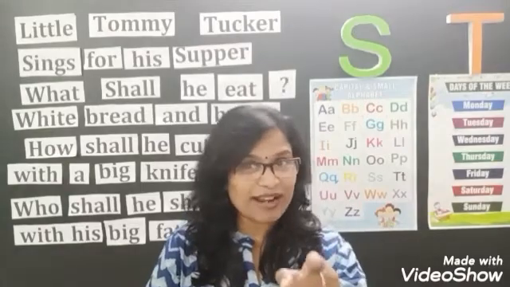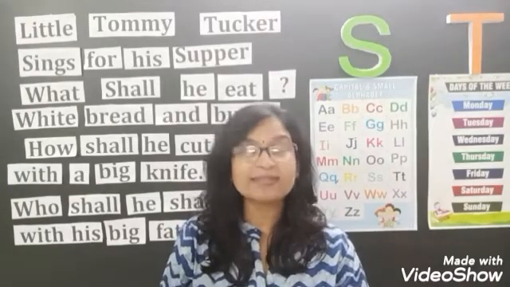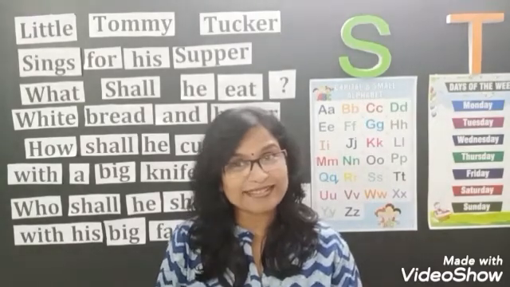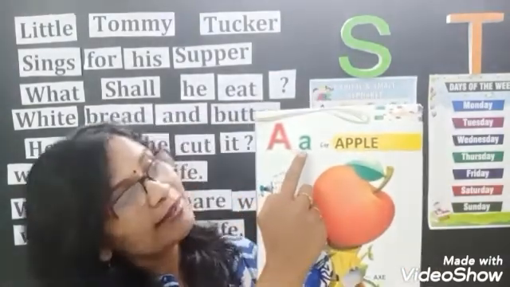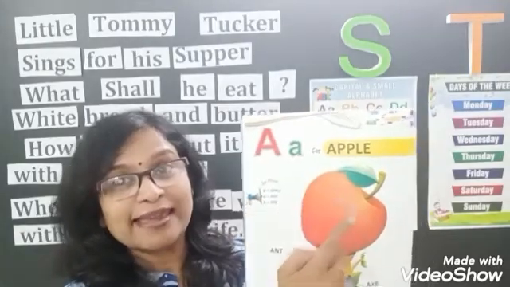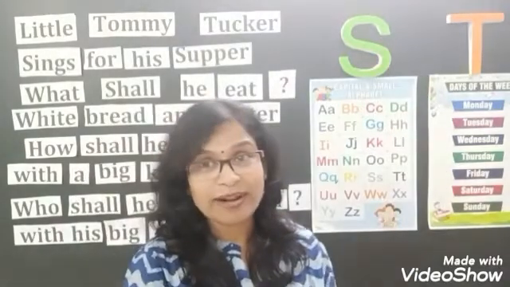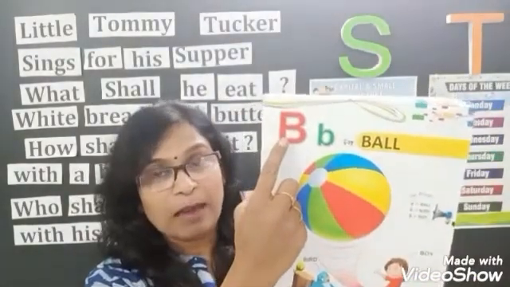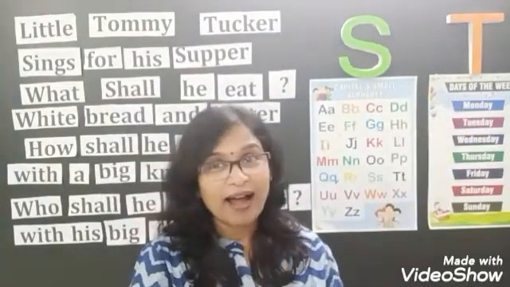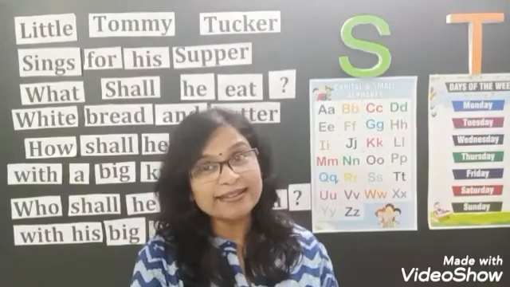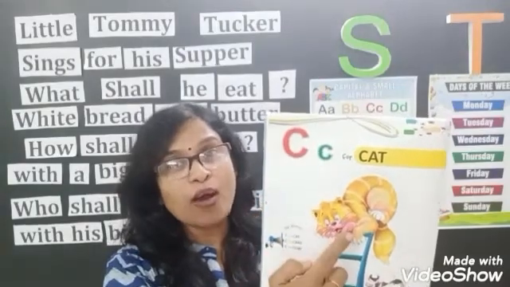Yes, are you all ready to do the reading part now? Be ready children. We are going to revise our capital and small letters. Capital letter A and this is small a. A says apple. A for apple. After A comes B. Capital B and small b. B for ball. After B comes letter C. Capital C and small c. C for cat.